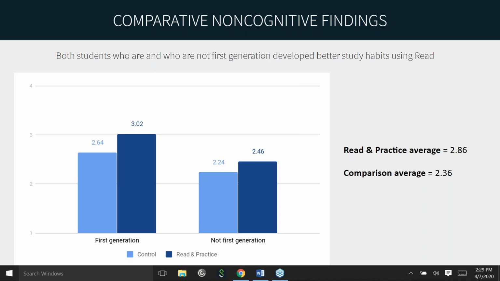We asked the same question of the students in the Read and Practice group and the control group. What you can see here is that among first generation students, those who used Read and Practice perceived themselves to have developed better study skills than students who were in the control group, suggesting that the use of Read and Practice supports the development of study skills among all students, but specifically among first generation students who we know enter college often lacking those important skills.